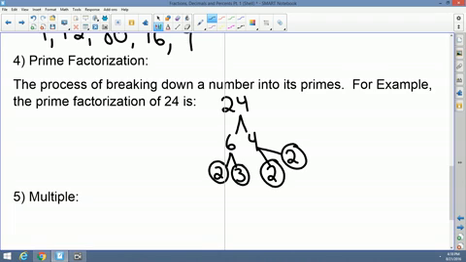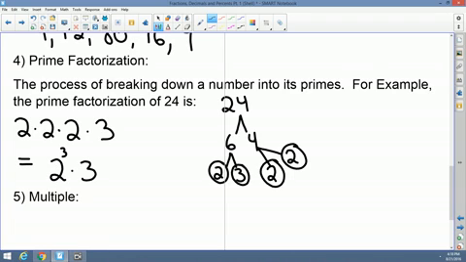Get into the habit of circling the primes. That way you know who to work with. So now that we've broken 24 down into its prime factors, we can write the prime factorization, which is 2 times 2 times 2 times 3, or 2 to the 3rd power times 3. I use 2 to the 3rd power to note that there is a multiplication of 2 times itself 3 times.